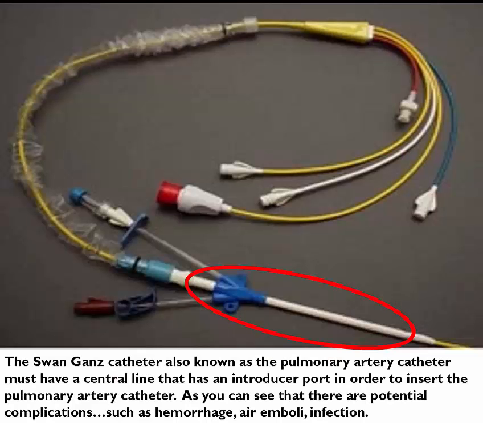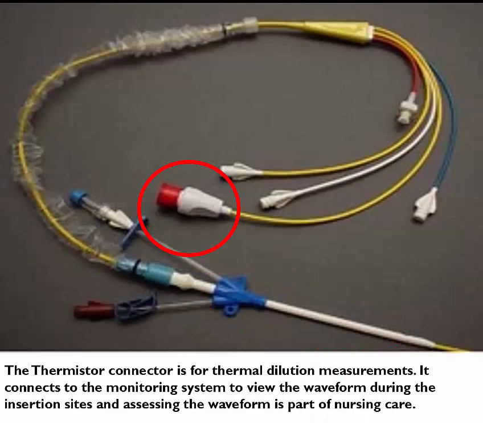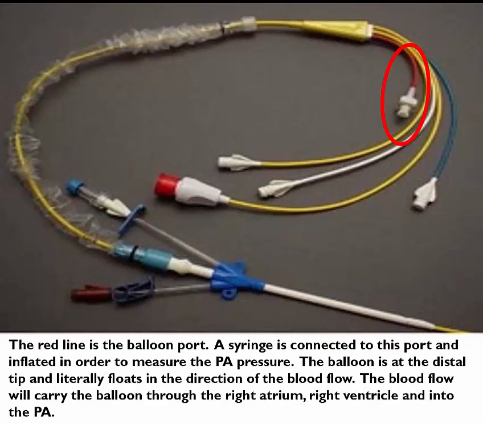The Swan-Ganz catheter is also known as the pulmonary artery catheter and must have a central line that has an introducer port in order to insert the pulmonary artery catheter. As you can see, there are potential complications such as hemorrhage, air emboli, and infection. The thermistor connector is for thermal dilution measurements. It connects to the monitoring system to view the waveform. During the insertion, and at the insertion sites, assessing the waveform is part of nursing care. The red line is the balloon port.